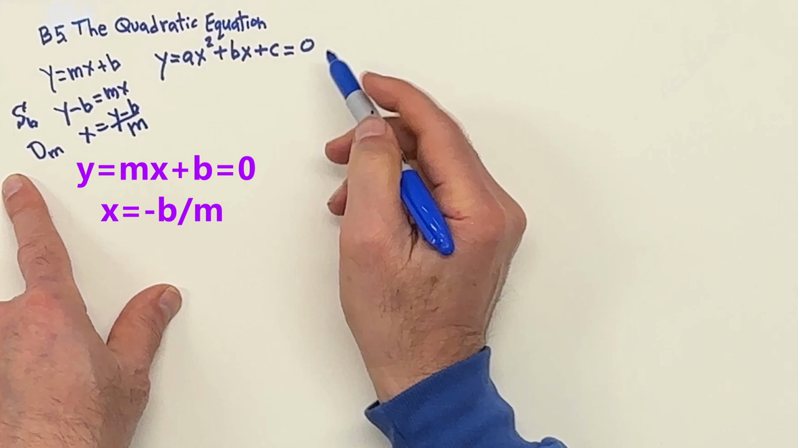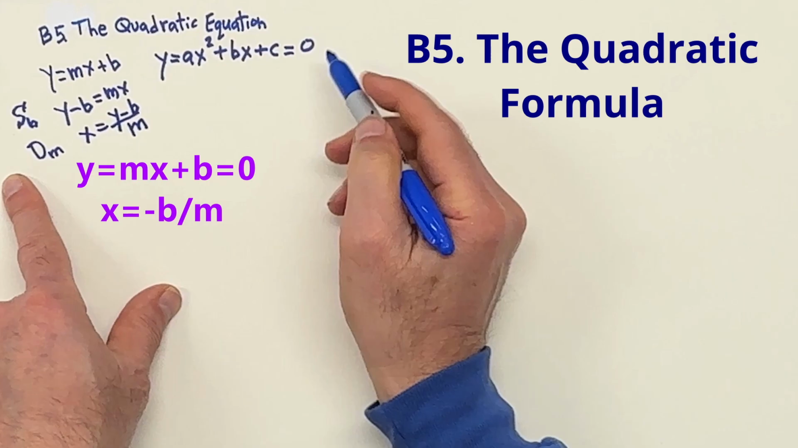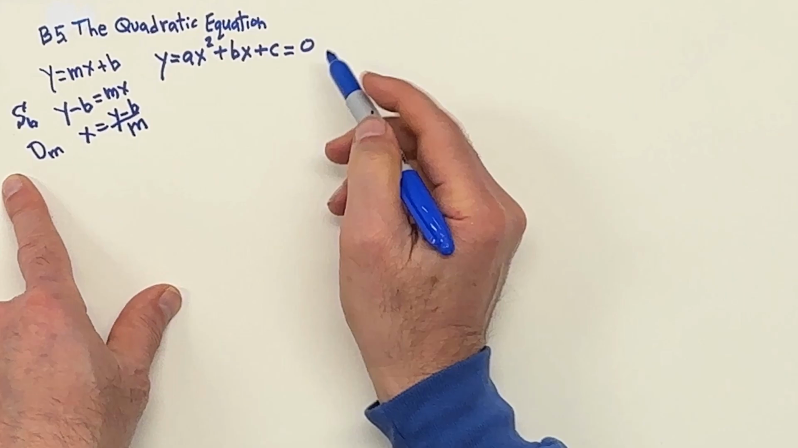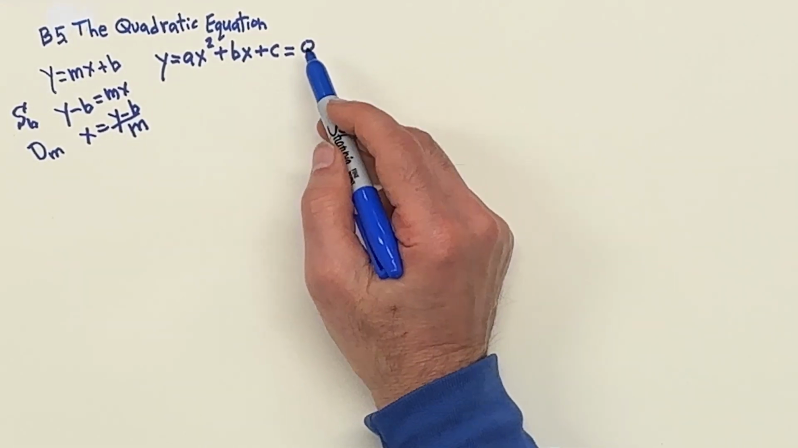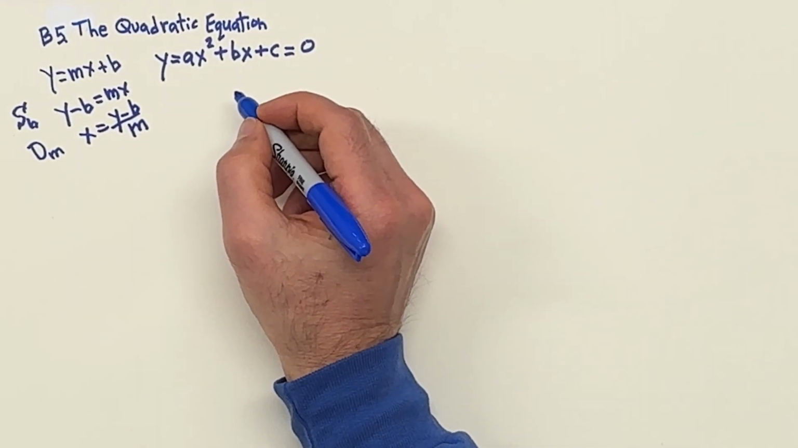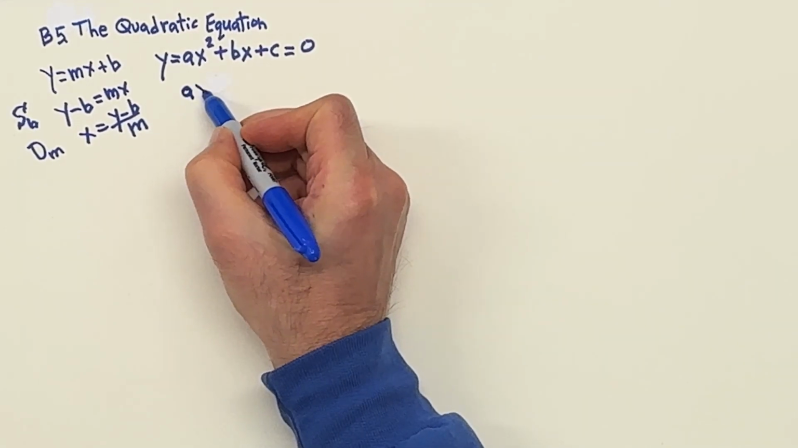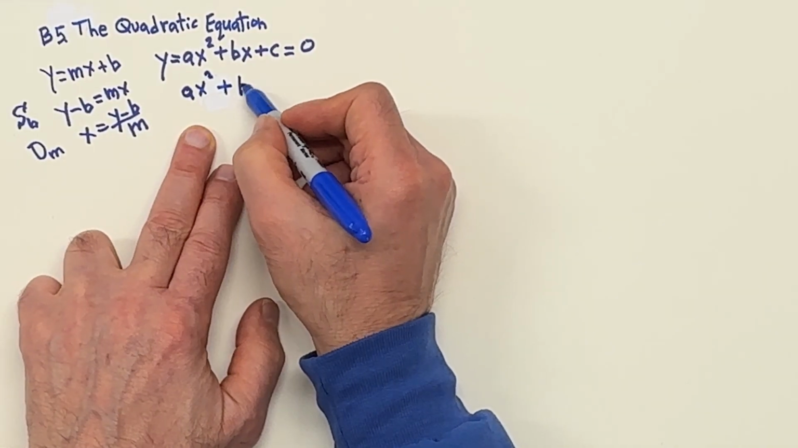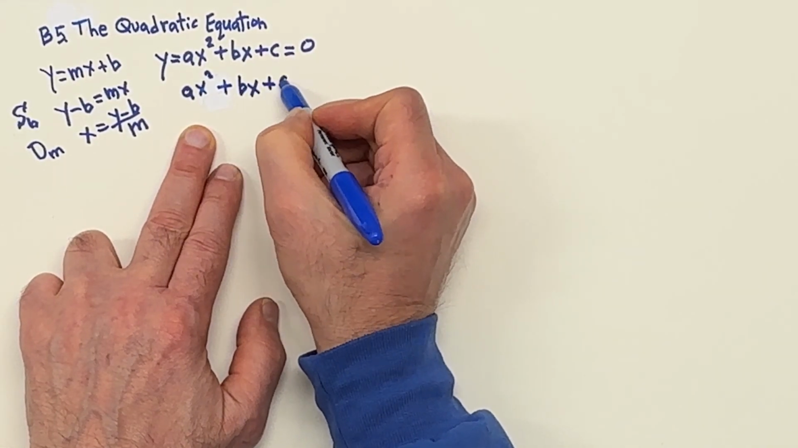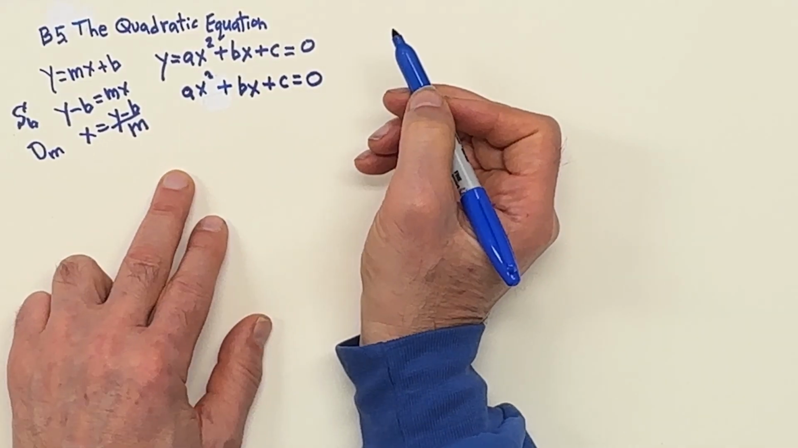Now, in the notes, I'm going to call this section the quadratic formula because really we want to find the formula that gives us the solution when y is equal to 0, and we're going to find that in general there are two solutions for the quadratic equation. Now this one's not so easy, but we're going to solve it and find a general formula. So we start with ax squared plus bx plus c equals 0.